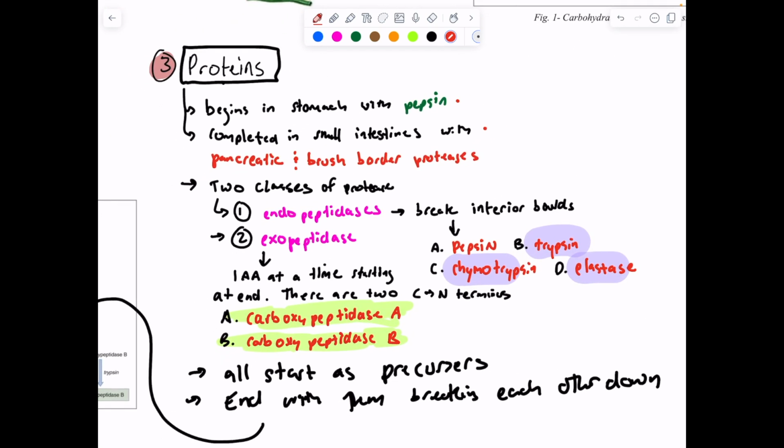So we do have two classes of proteases. We have endopeptidases, which are going to break down our interior bonds, and include pepsin, trypsin, chymotrypsin, and elastase, breaking those interior bonds. And then we have exopeptidases, which are going to break off one amino acid at a time, starting at the end, and then it just keeps getting shorter and shorter, so the end keeps getting chopped off, and it goes from C to N terminus. And we have carboxypeptidase A and then carboxypeptidase B.